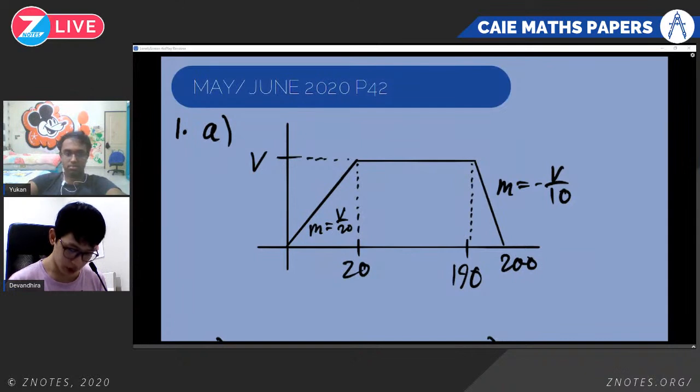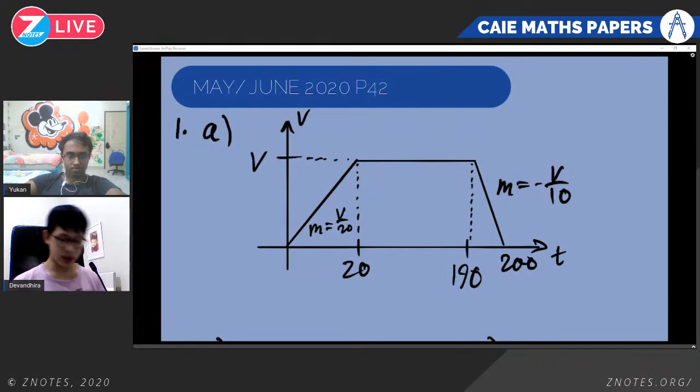We've reached 20. Now it says that it has a constant speed for another 170 seconds. So we have to go from 20 to 190 at that same speed. That means it's a straight line. I forgot to mention that this is a speed time graph, by the way. We have that from 20 to 190 because it's 170 seconds.